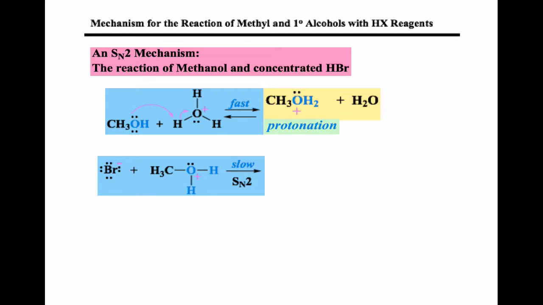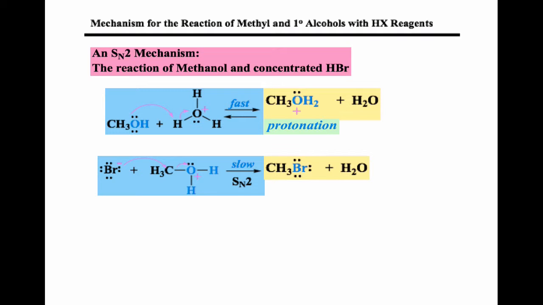Now we have the protonated methanol. We have a nucleophile. Bromide is a good nucleophile or a poor nucleophile? It's a good nucleophile. It's right here on the periodic table. As we go down the family, we know the nucleophilicity increases, and we get the SN2 reaction to occur. Just like you would expect, bromide comes in from the back and kicks out water as a good leaving group. You end up with methyl bromide, and the reaction is over.